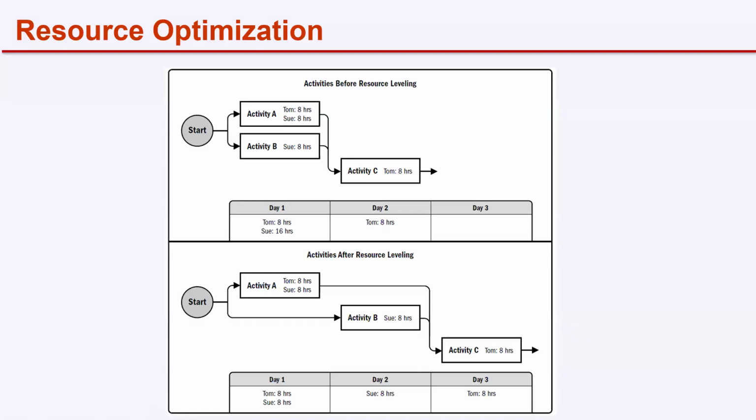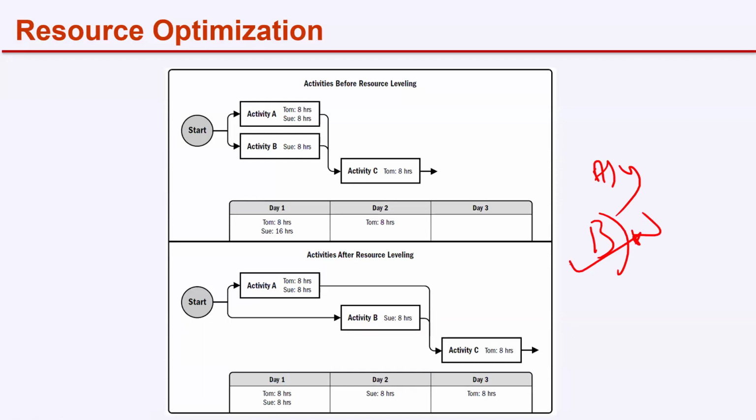Question: resource smoothing may change the critical path of the project. Type A, if you think yes, that's true. Type B, if you think no, it will not change. Resource leveling may change the critical path of the project. What do you think? The answer is no. Resource smoothing is working within the float and getting more resources.